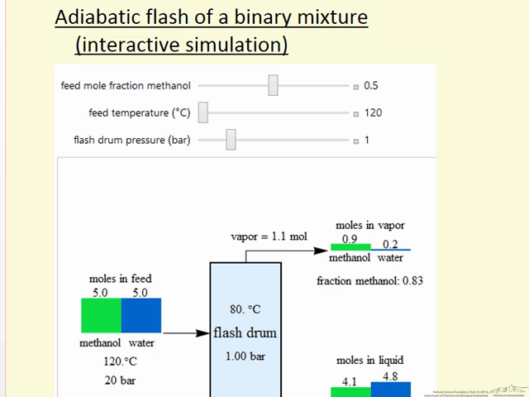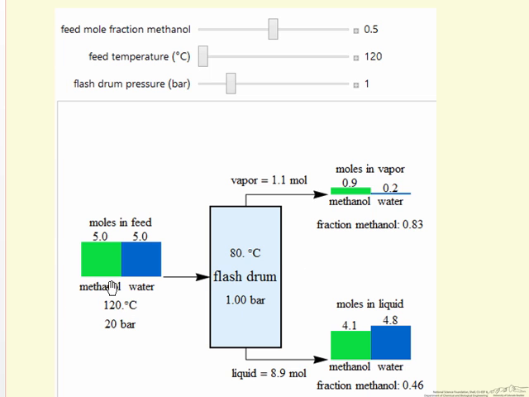In the simulation, we look at the case where we have a binary mixture that we're feeding to a drum, and we can control the composition. In this case, the mole fraction of feed is 50-50, so 5 moles of methanol, 5 moles of water at relatively high temperature. We flash to 1 bar pressure, and we can control this pressure also with a slider.